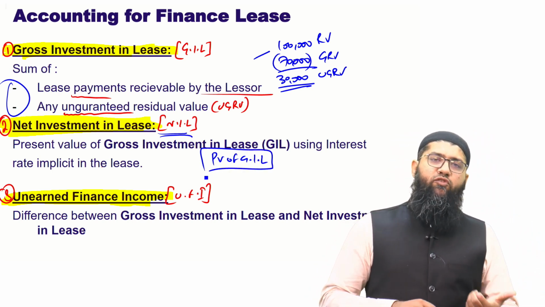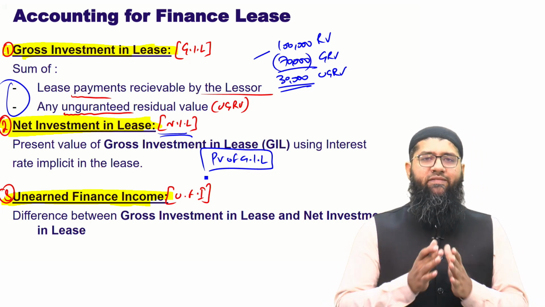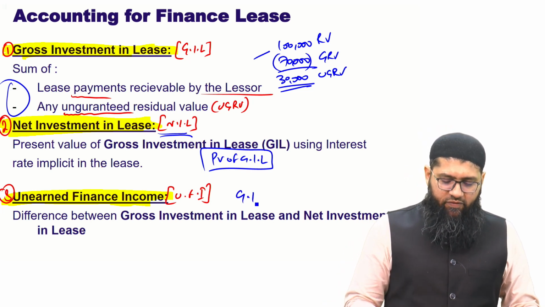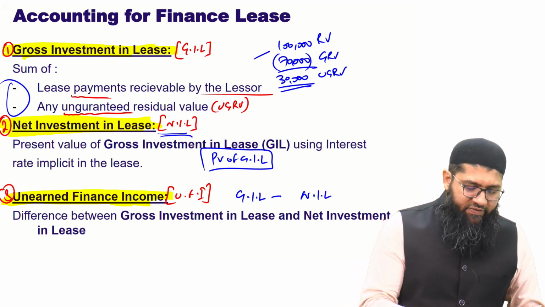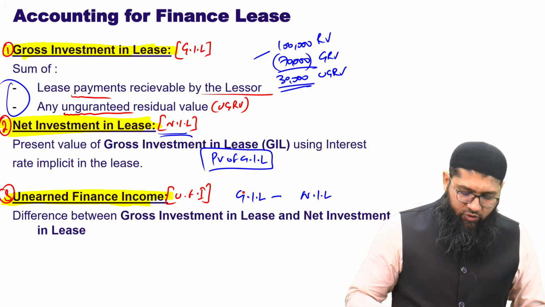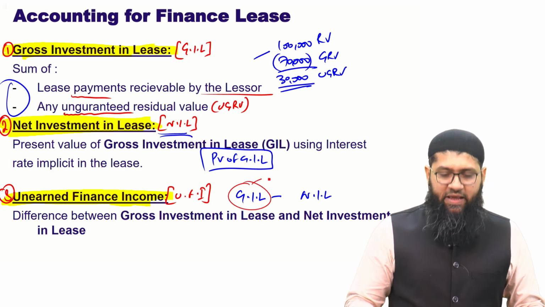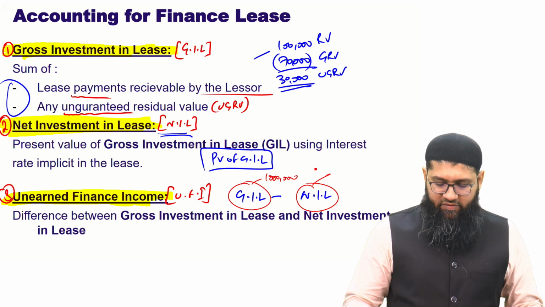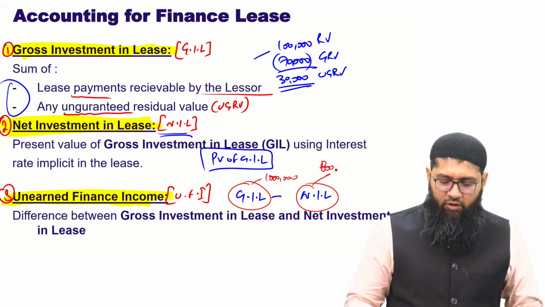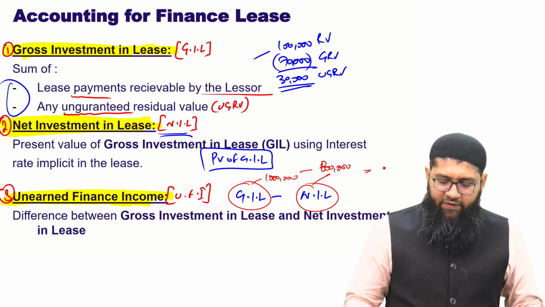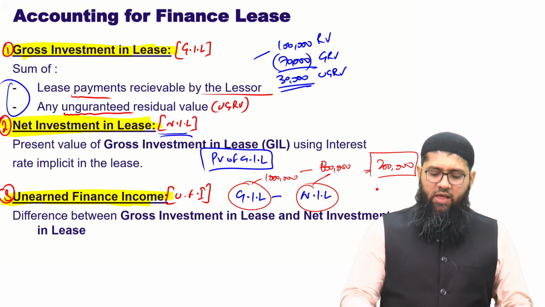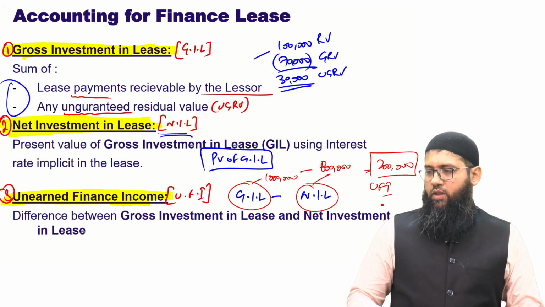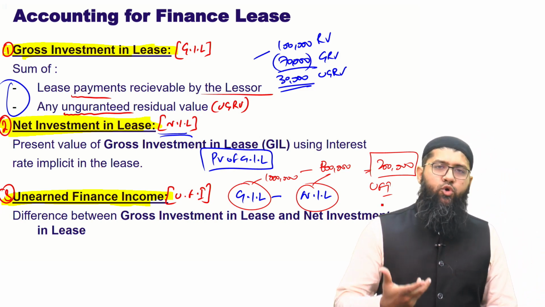And there is something which is called unearned finance income. What is that? It's the difference between the gross investment in the lease and the net investment in the lease. For example, if the gross investment in the lease is 1 million, and the net investment in the lease is, let's say, the present value of 800,000, the difference between them is 200,000. This is called unearned finance income.